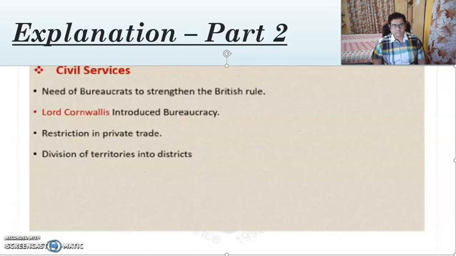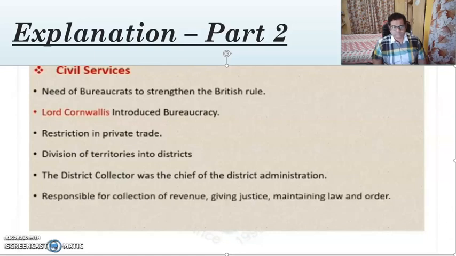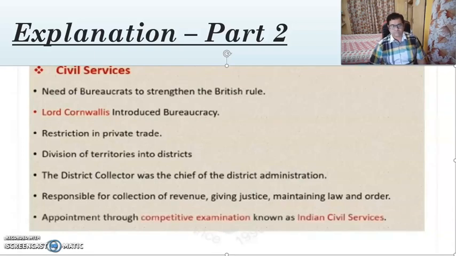For the convenience of the administration, he divided the British occupied territories into districts, and the district collector was the chief of the district administration. So his main responsibility was to collect revenue, give justice, and maintain law and order in his district. These officers, we can say these civil servants, were appointed through a competitive examination known as Indian Civil Services.